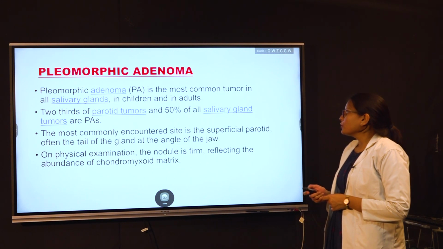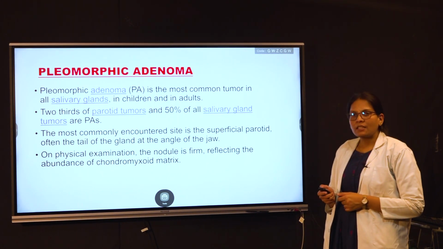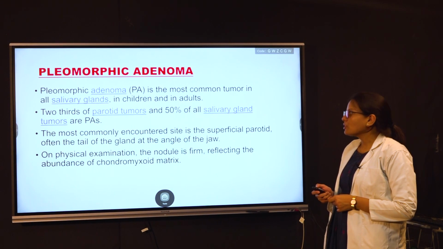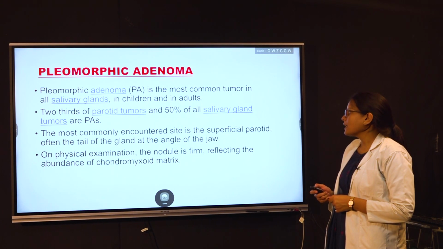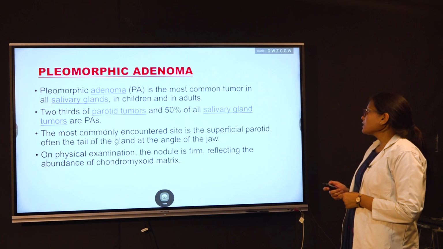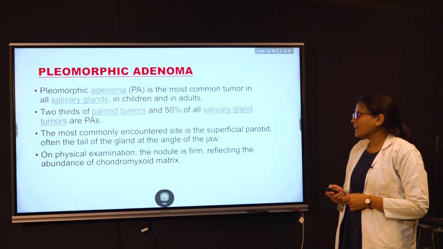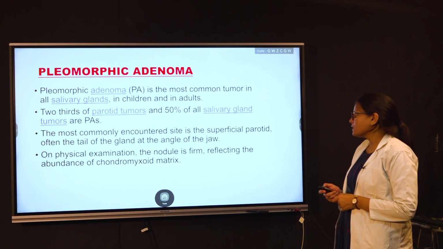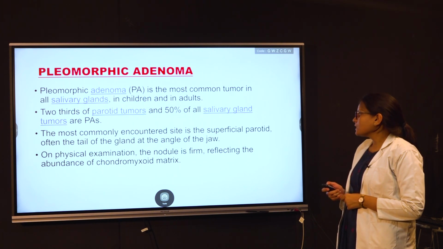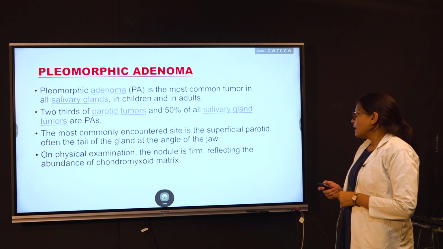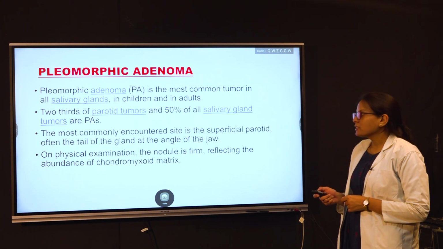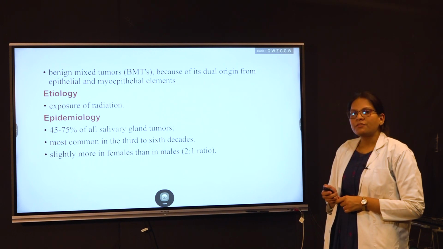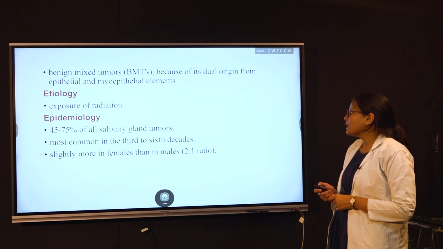It is the most common tumor of all the salivary glands, both in children and in adults. And 2/3 of the parotid tumors and 50% of all the salivary gland tumors are pleomorphic adenomas. The most commonly encountered site is the superficial parotid gland and often the tail of the gland at the angle of the jaw. On physical examination, this tumor tends to present as a firm nodule reflecting the abundance of chondromyxoid matrix. So it's a benign mixed tumor because of its dual origin from the epithelial and myoepithelial elements.